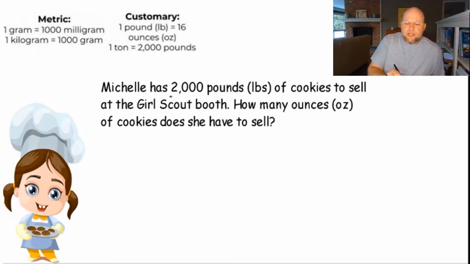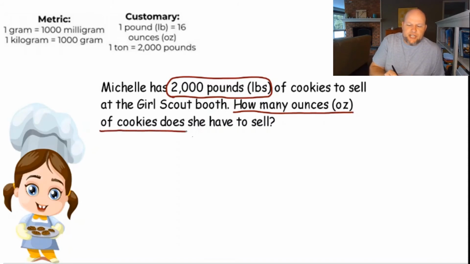So we have one here, 2,000 pounds, is one key number. And I don't see any other key numbers. So we're going to underline the question. Here's our question. How many ounces of cookies does she have to sell?